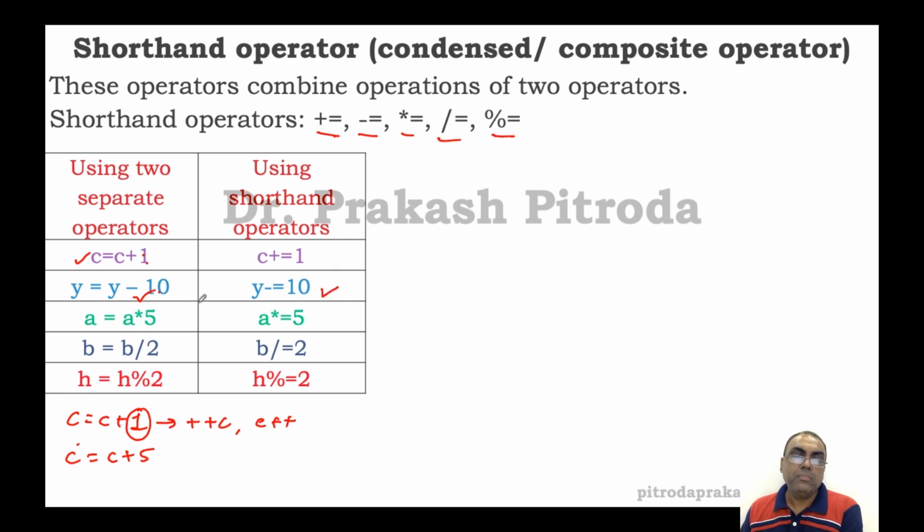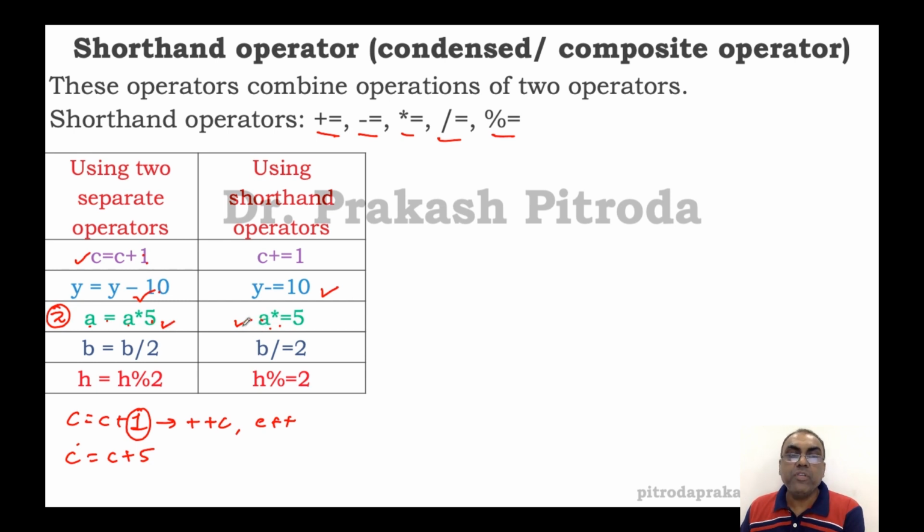So a = a * 5 can be written as a *= 5. If this is going to increase the value by multiplying the current value of a by 5, this will also. So assuming a value is 2, then a = 2 * 5 is 10. So this is also a = 2 * 5. This is same as this. It's just a matter of you writing shortcuts.